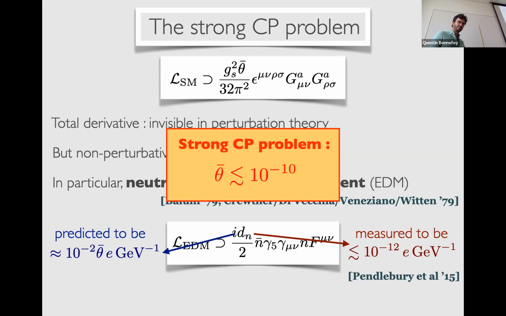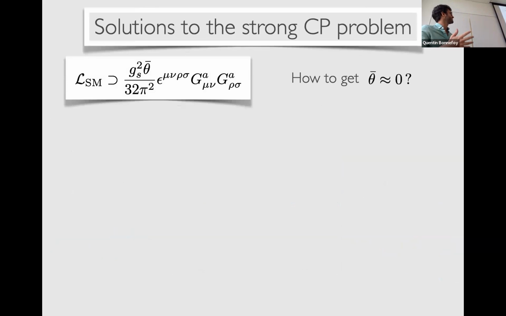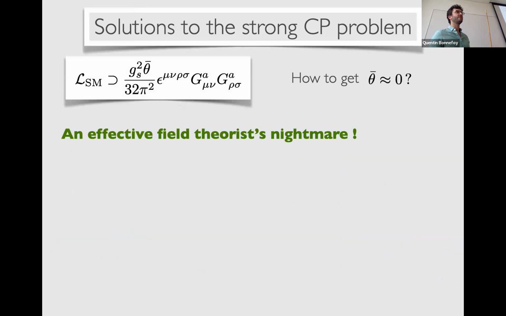And like any well-defined and important problem in the Standard Model, it has many solutions. So I'll talk about some of them briefly now and others in more detail in what follows. So the question is, how do you make this theta angle appear to be extremely small at low energies, at least? I would first like to stress that this question is really what I would call an effective field theorist's nightmare, in the sense that it violates many expectations that you would have when you approach physics from the bottom up with an effective field theory mindset.